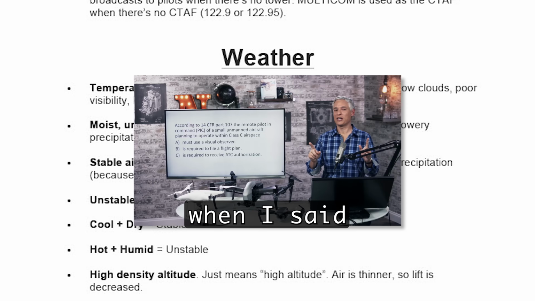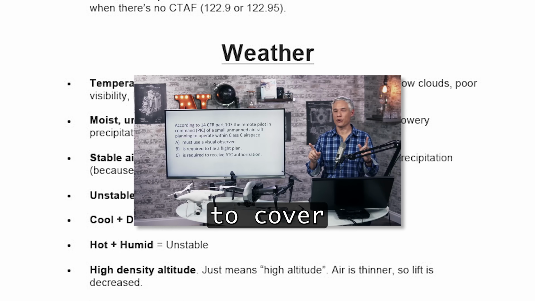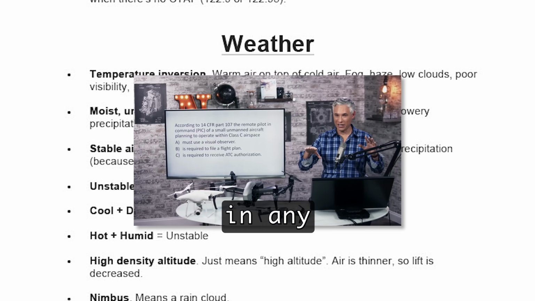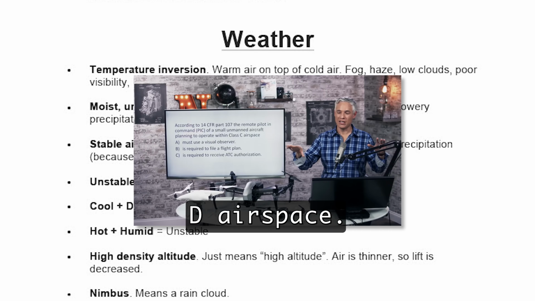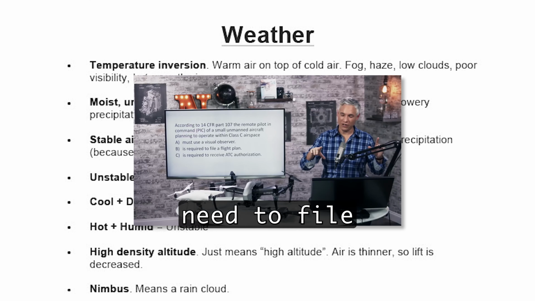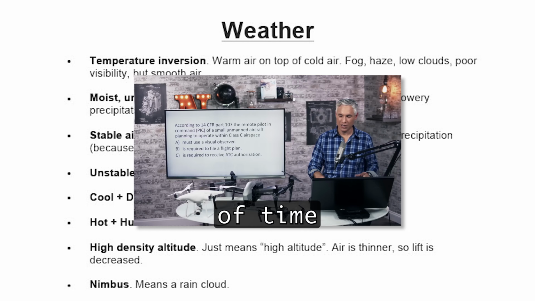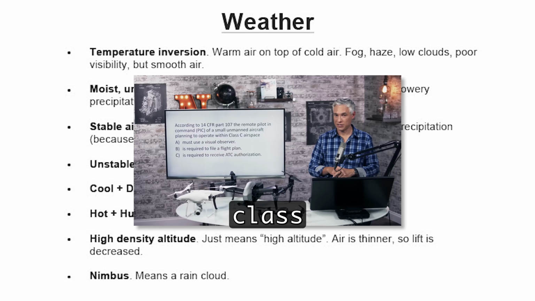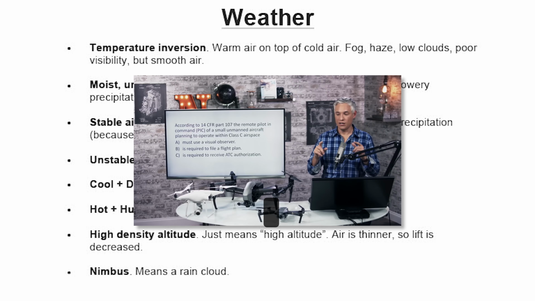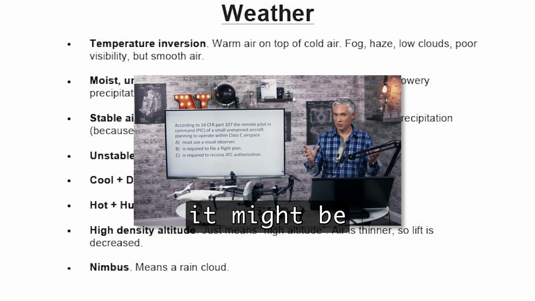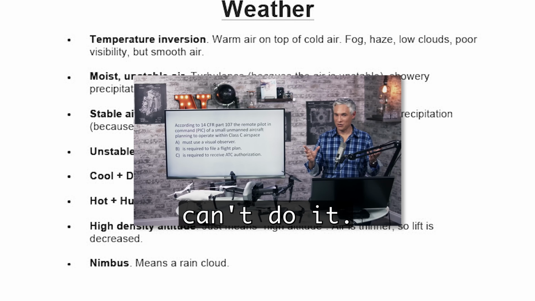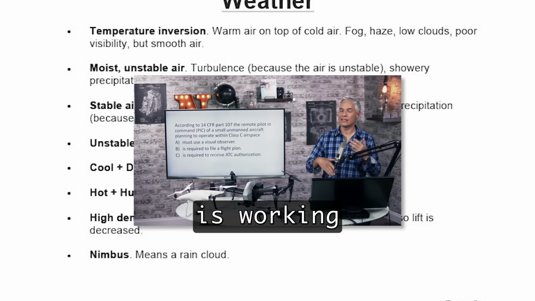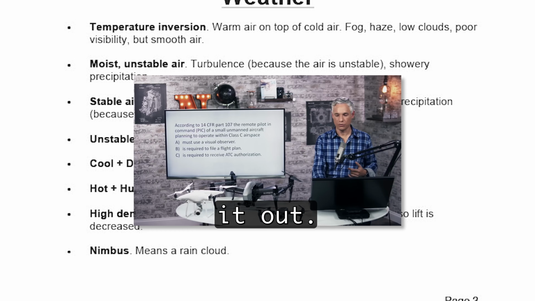So remember earlier when I said Class D airspace seems to cover most of the United States? That means you would need a waiver to fly in any of that Class D airspace. And to fly it, you would need to file it 90 days ahead of time and get permission. Not everybody gets permission to fly in this Class D airspace. And then 90 days later, it might be raining or something and you can't do it. So the process right now is a pain, but the FAA is working to kind of smooth it out.